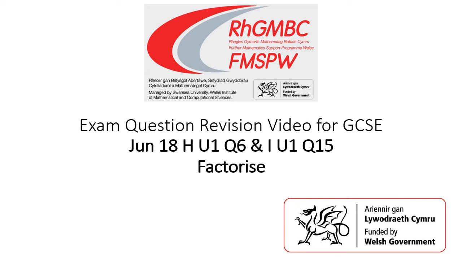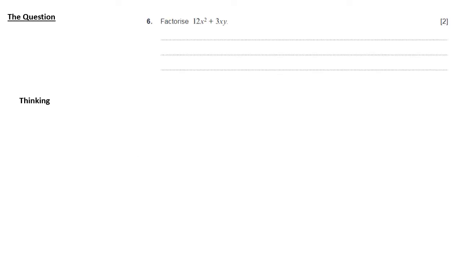GCSE revision video for Unit 1, question 6 from the higher paper, or question 15 from the intermediate paper. So let's have a quick look at the question. It's a factorising question, and so the thinking that we're going to use for this is one of 4 steps.